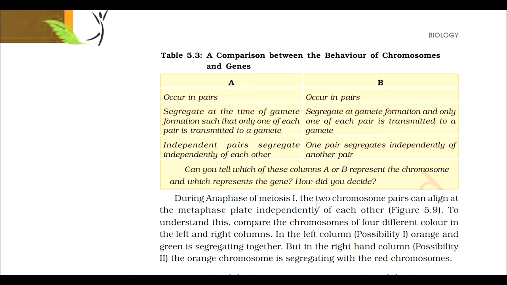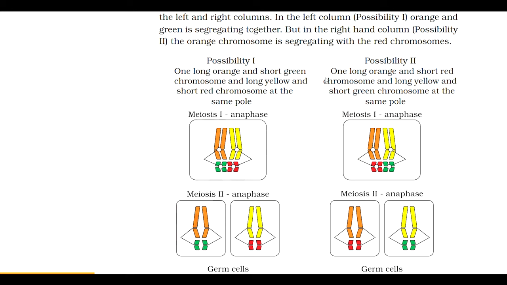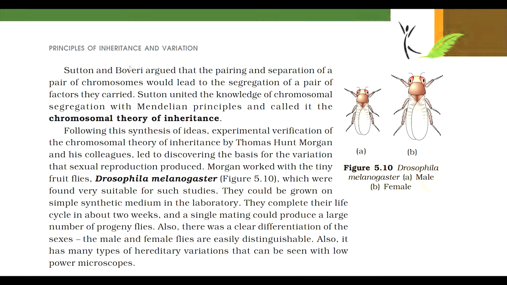During anaphase of meiosis 1, the two chromosome pairs can align at the metaphase plate independently of each other, which is given in figure 5.9. To understand this, compare the chromosomes of four different colors in the left and right columns. In the left column, which is possibility 1, orange and green are segregating together, but in the right hand column, possibility 2, the orange chromosome is segregating with the red chromosome. Sutton and Boveri argued that the pairing and separation of a pair of chromosomes would lead to the segregation of a pair of factors they carried.